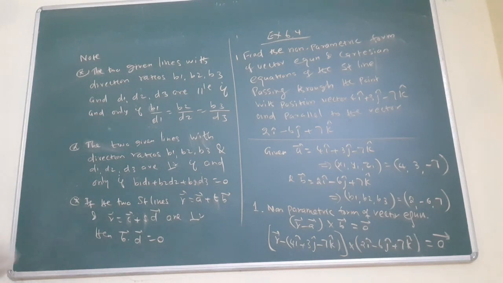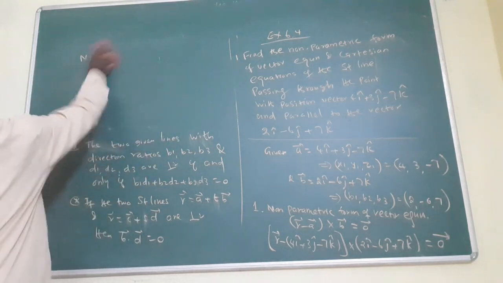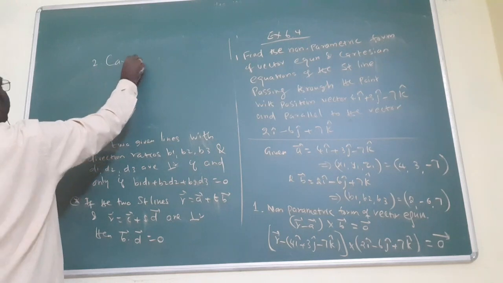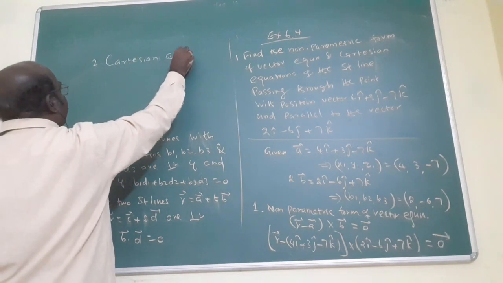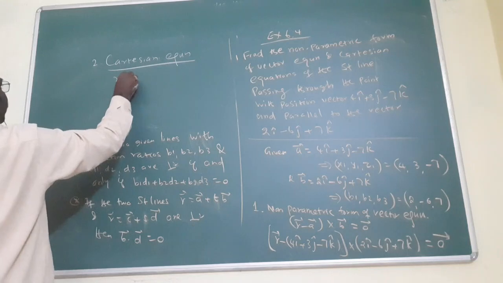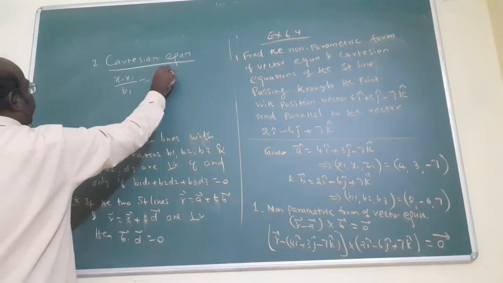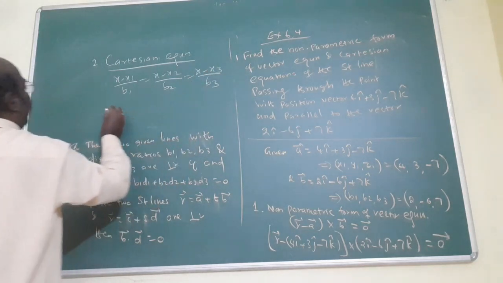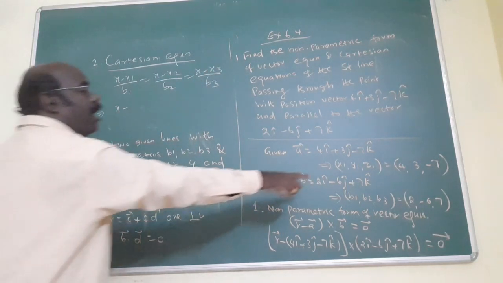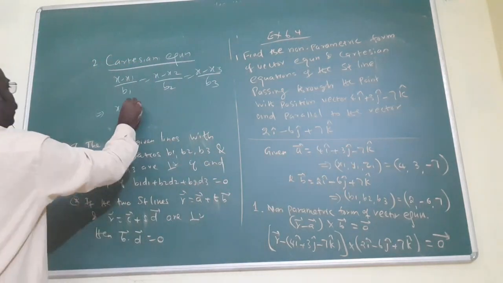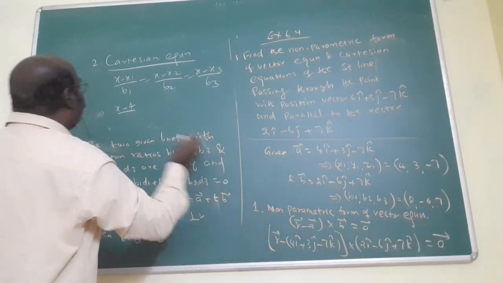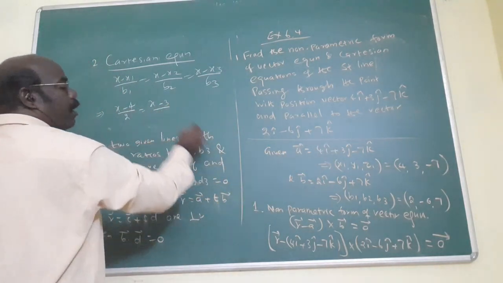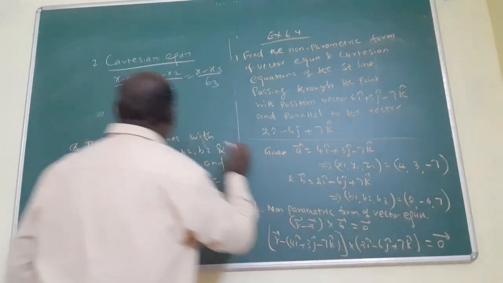The Cartesian equation is asked. Second solution, the Cartesian equation. Put the reading. What is the formula? x minus x1 by b1, y minus y1 by b2, z minus z1 by b3, which implies x minus x1, and by our assumption, x1 is 4, b1 is what? 2. Am I right? y minus y1, y1 is what? 3. b2 is what? Minus 6.